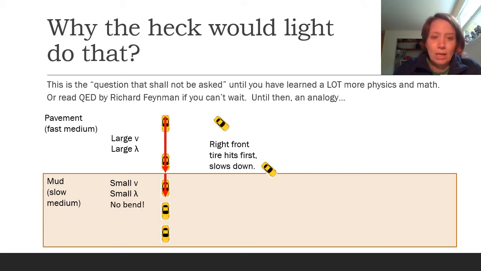No bending. However, when that light ray or those cars hit the medium boundary at an angle, something interesting happens. You can picture on that car that I drew there, the right front tire is hitting that mud first, and it slows down. Picture running along with a couple of friends holding hands, and one of them hits a slow patch and they slow down. They kind of spin you around. And that's what happens with the light as well.